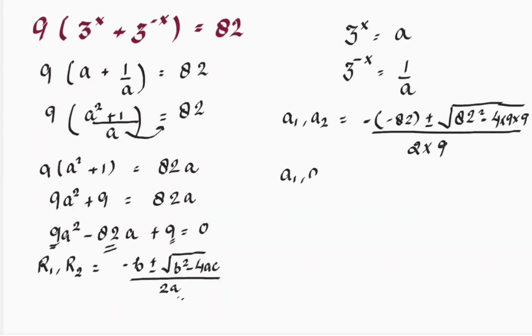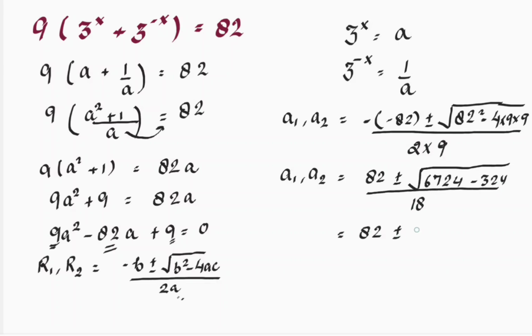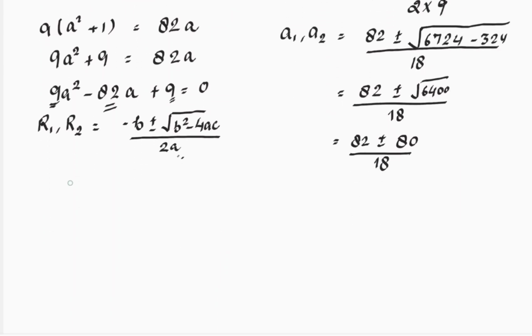So roots a1 and a2 will be 82 plus minus square root of 6724 minus 324 divided by 18. This will become 82 plus minus square root of 6400 divided by 18. So 82 plus minus square root of 6400, which is 80, divided by 18. Now we have values of a1 and a2.